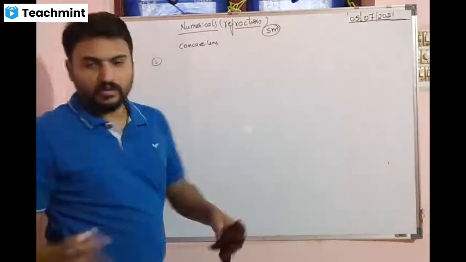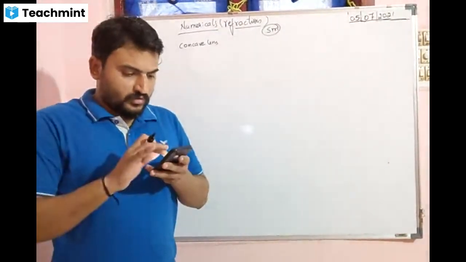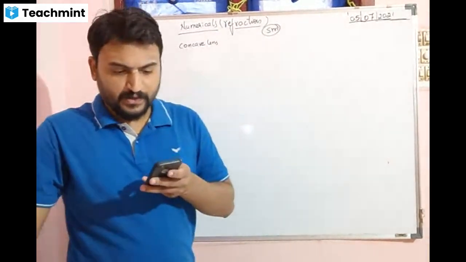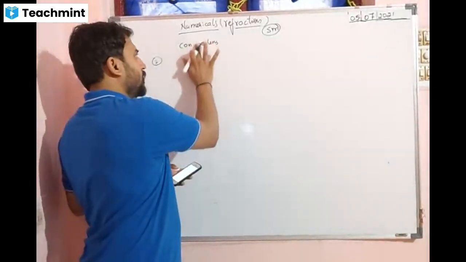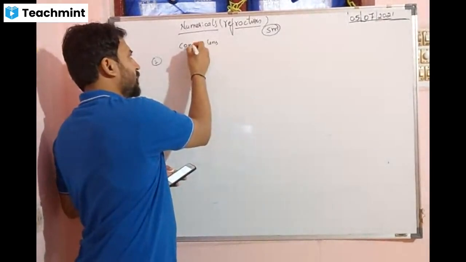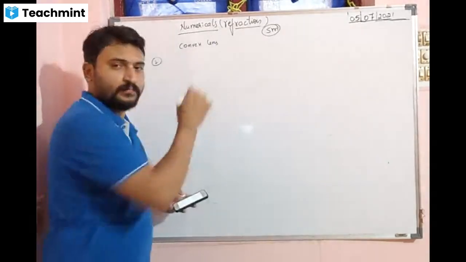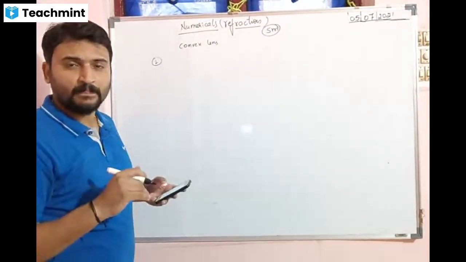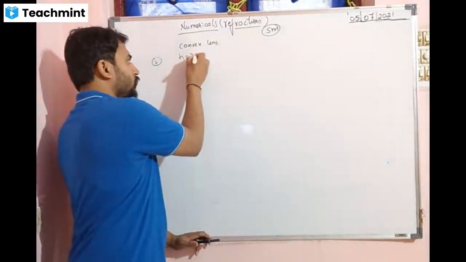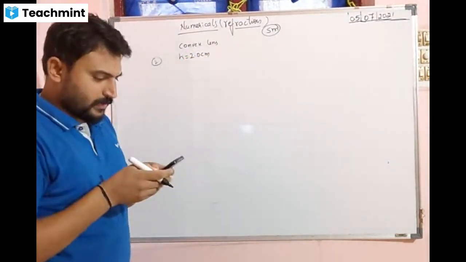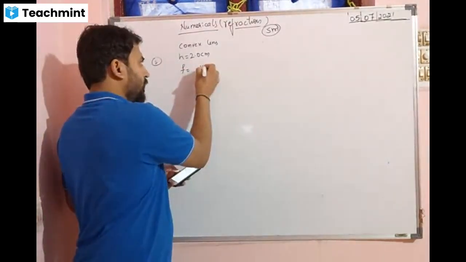Problem number 2. Let me read the question. A 2.0 centimeter tall object is placed perpendicularly to the principal axis of a convex lens. So first let us write it is a convex lens. They have given a 2 centimeter tall object. Object means what we will take? Which alphabet? Height or size of the object? H. So H is equal to 2.0 centimeters. Perpendicular to the principal axis of a convex lens of focal length 10 centimeter. So F is equal to 10 centimeter.